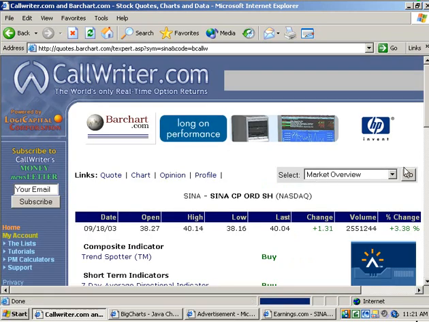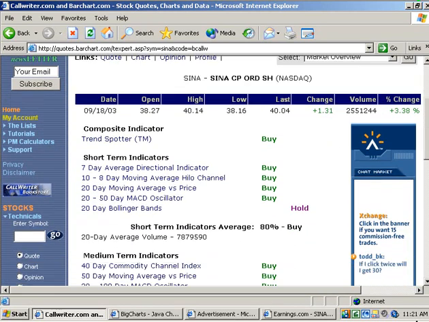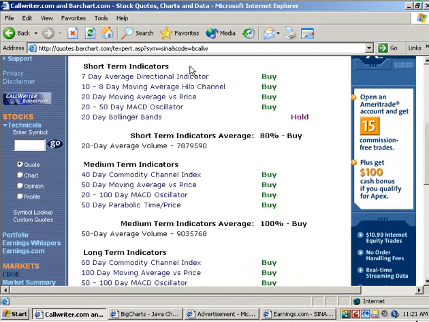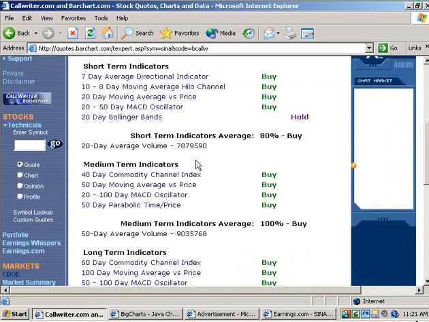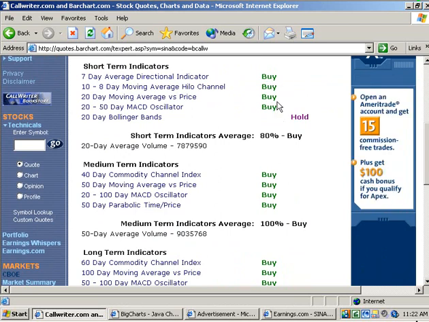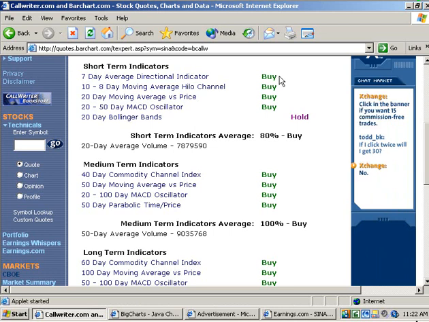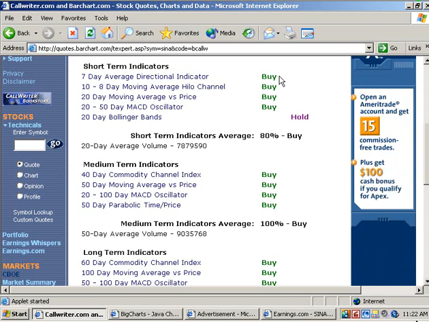Once we do that, we'll be able to read the technical indicators on this particular stock without knowing how to read them. What you're looking at here are short-term indicators, medium-term indicators, and long-term indicators. Each indicator is going to be a score: either a buy, a hold, or a sell. If you see a buy, that means the indicator is bullish. If you see a hold, that means the indicator is neutral. If you see a sell, that means the indicator is bearish.